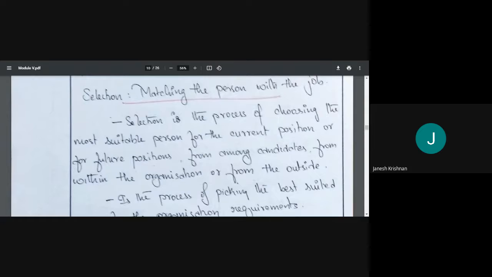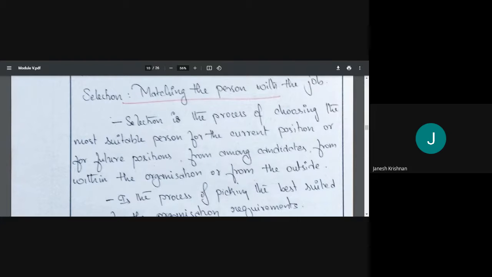Okay. Now the second step is selection. So we have studied about the job. We know everything about the job. We know what is required of the job. Now the second step is selection. Selection is the process of choosing the most suitable person for the current position or future position from among candidates from within the organization or from outside the organization.